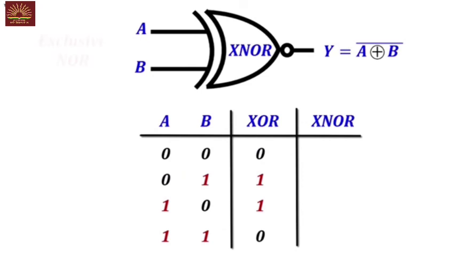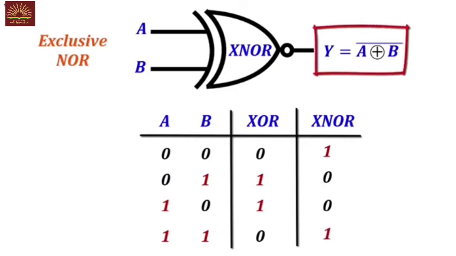Whereas the exclusive NOR gate, XNOR, requires both the inputs to be at the same logic to generate a high output. It is the complement of the XOR gate. It can be seen from the logical expression.